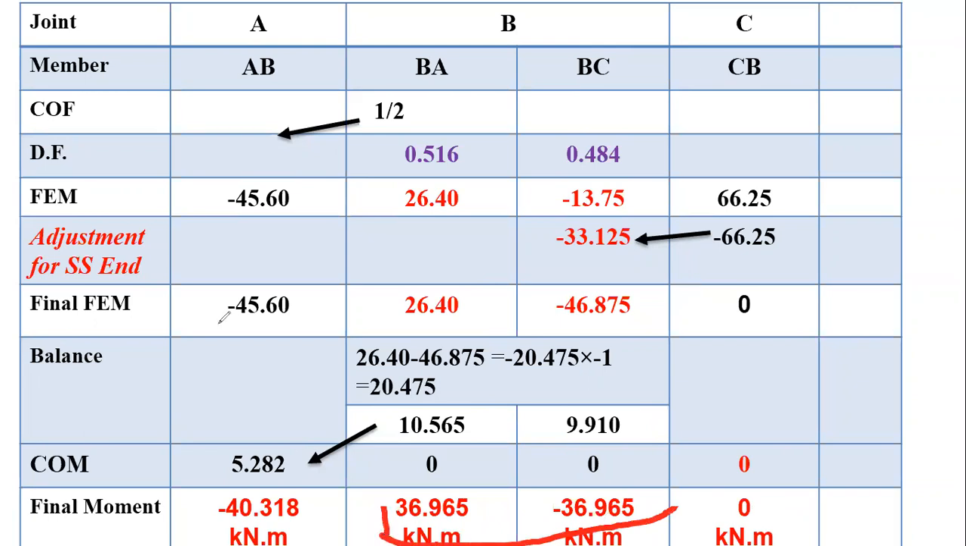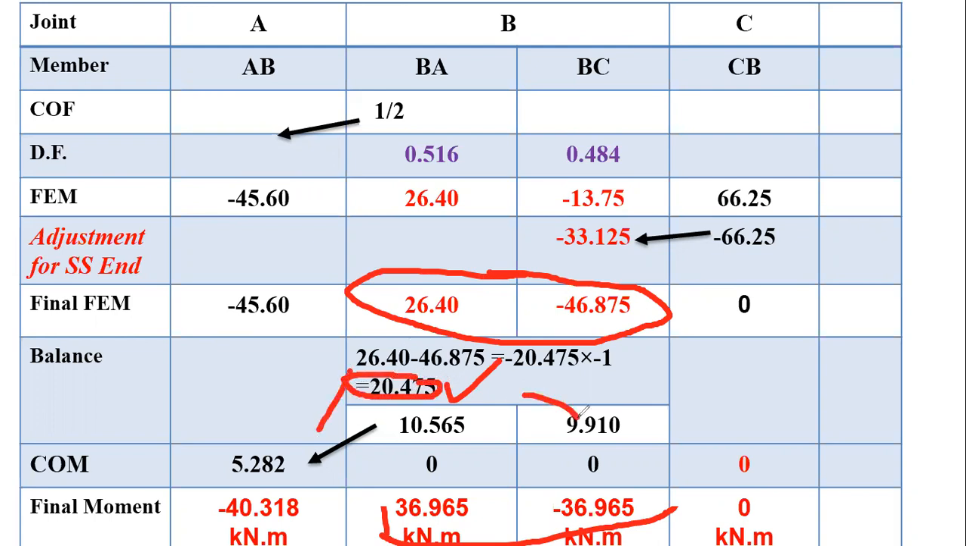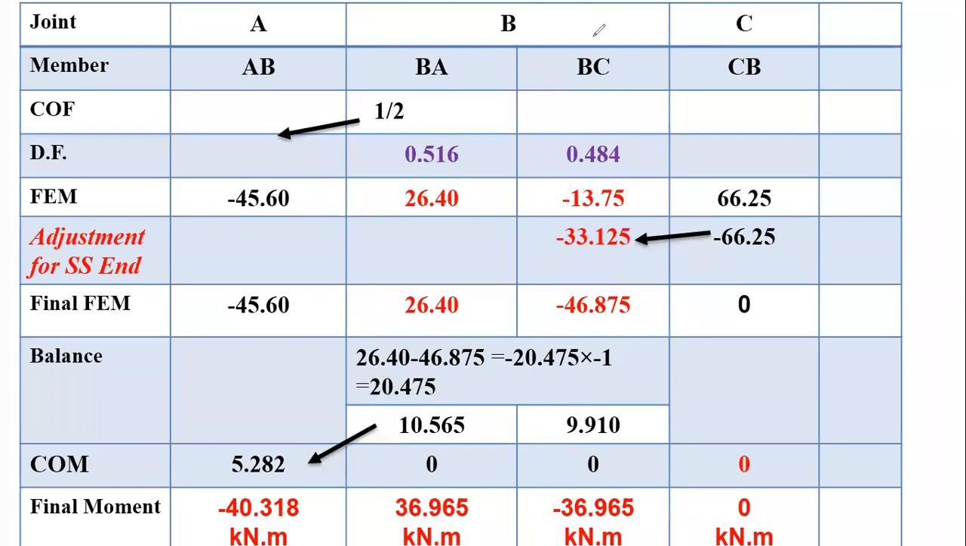Now here, if you observe the joint B, equal and opposite moments are achieved. Initially, the moments are not equal and opposite. Initially there is a difference of 20.475 kilonewton. This moment of 20.475 we have distributed across the members. So that's why this method is the moment distribution method. We have to distribute the moment. That is the core concept.